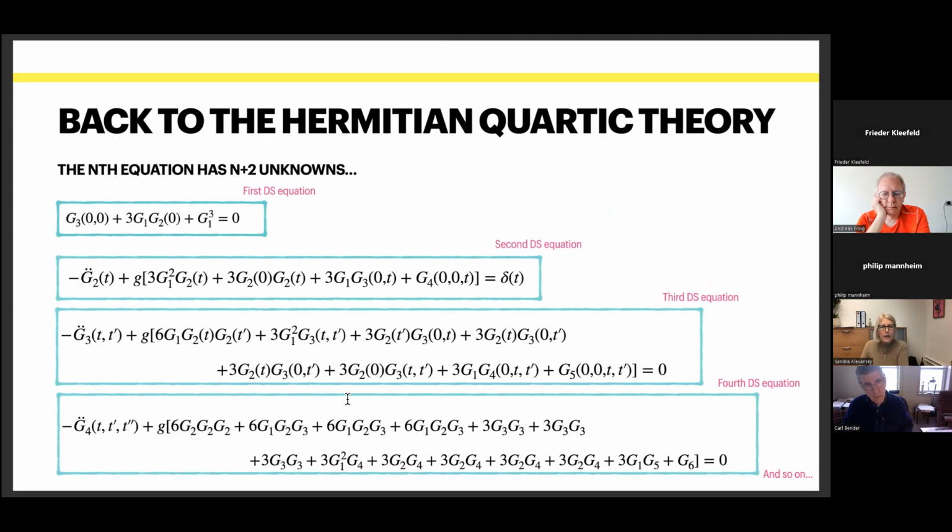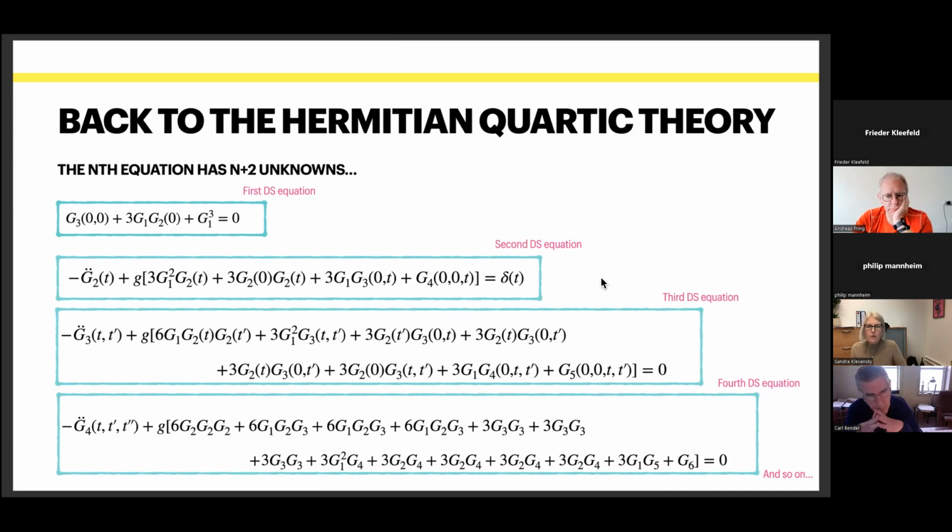So we go back to the Hermitian quartic theory, but I've still left G1 in this, okay? And I've written down the first four Dyson-Schwinger equations that you get. And what you can see in this is that the first equation has 3 unknowns. The second equation has 5 unknowns because now we've gotten G3 and G4. The next one has G4, G5, and then we have in the next one G6 coming along. So we're always getting more and more unknowns coming into this.